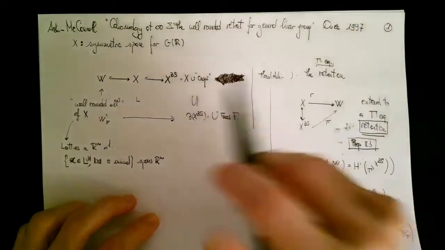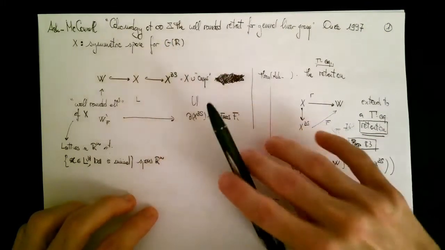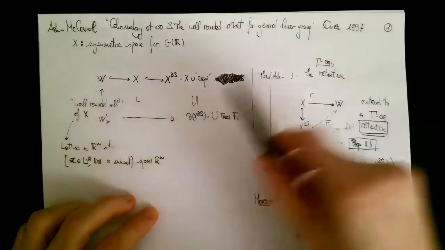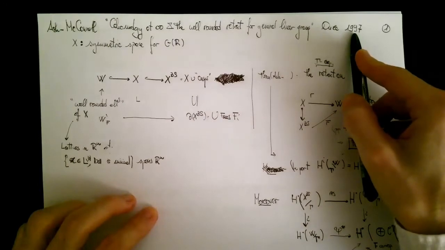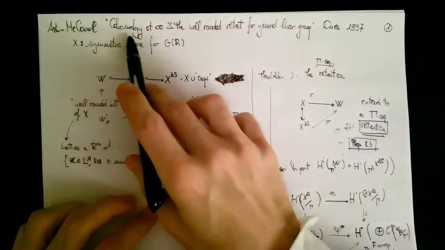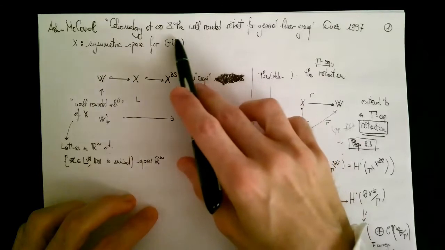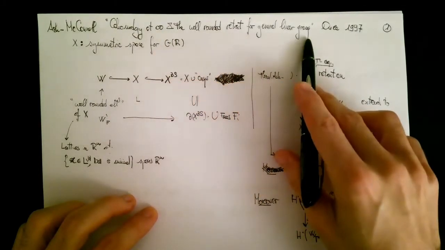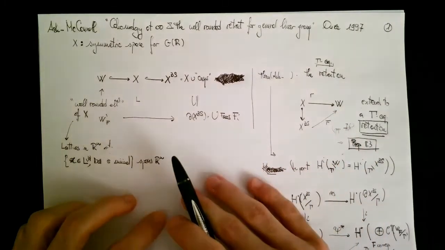So the point is that actually the relation is not so easy. And this was the subject of a Duke paper in 1997 of Ash and McConnell, which is called Cohomology at Infinity and Well-Rounded Retract for General Linear Groups. So what is, very briefly, the point?